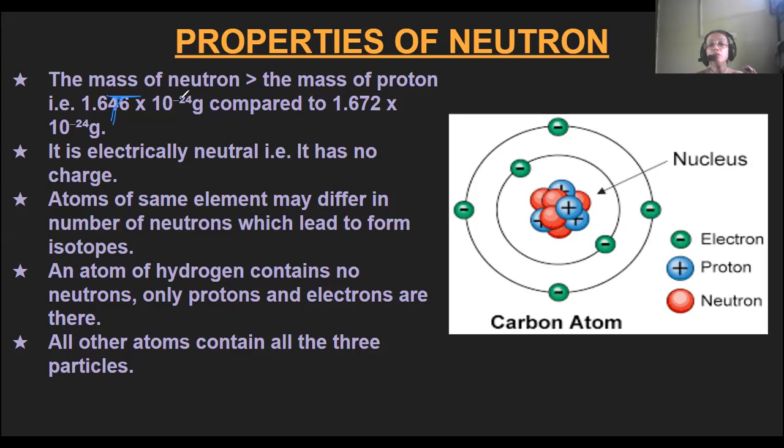Now, the atom of hydrogen contains no neutrons, only protons and electrons. All other atoms contain all three particles. Except hydrogen, all the other atoms have all three subatomic particles. Okay, so hydrogen has no neutrons, only protons. But the isotopes of hydrogen, I'll discuss later on, have some neutrons present.